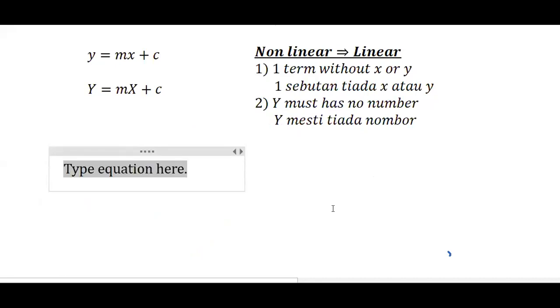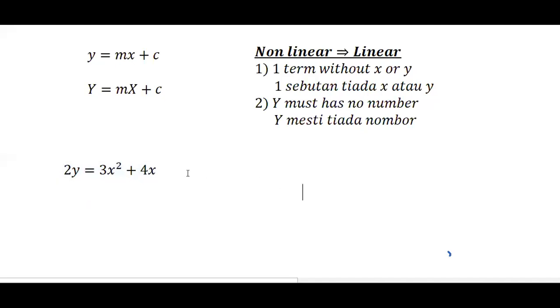Okay, contoh kedua. I say 2y = 3x² + 4x. Okay, cikgu tanya. Adakah ini linear? Is this a linear? No. Why no? Dia tak fulfill mana satu? The first one, right? Both. Yeah, both also not fulfilled. First, I want one term without x and y. Mesti ada satu sebutan tiada xy.